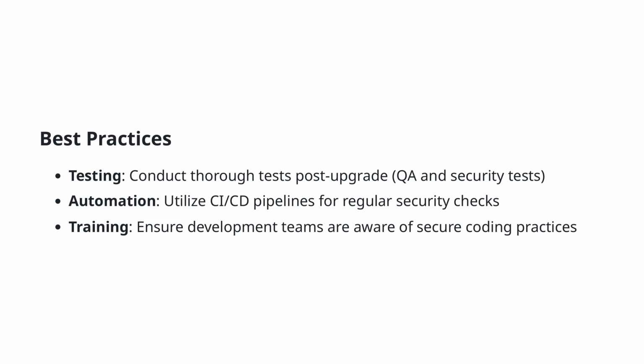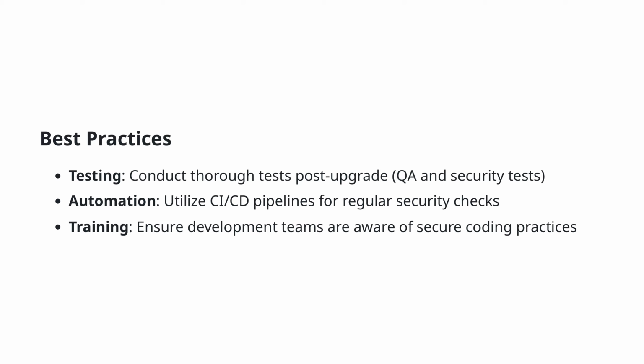This slide focuses on the best practices that should be implemented to enhance the security and stability of your software environments. First and foremost, testing plays a significant role post-upgrade. It's vital to conduct thorough quality assurance and security tests to ensure everything functions as expected and no new vulnerabilities have been introduced. Automation can greatly aid in maintaining security and reliability. By utilizing continuous integration and continuous deployment (CI/CD) pipelines, you can automate regular security checks, making it a seamless part of your development process. This not only saves time, but also minimizes the risk of human error.